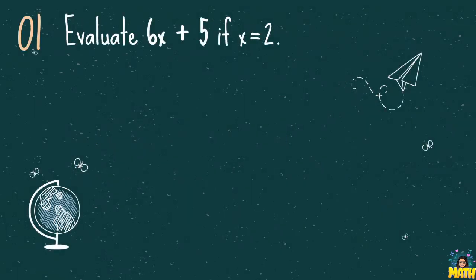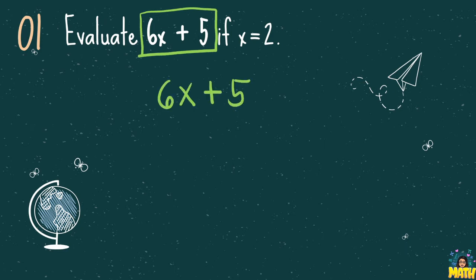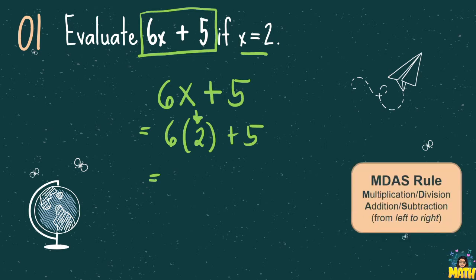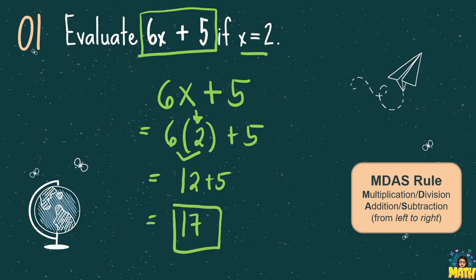First, let's evaluate 6x plus 5 if x equals 2. To evaluate means to find the value of this algebraic expression. At para gawin yun, ang process ay palitan natin yung value ng given variable, which is 2, sa ating given expression. And here we have 6 times 2 plus 5. Remember to still follow the MDAS rule. That is, we need to multiply first before we do the addition operation. So 6 times 2, that is 12, plus 5, and that will be equal to 17.